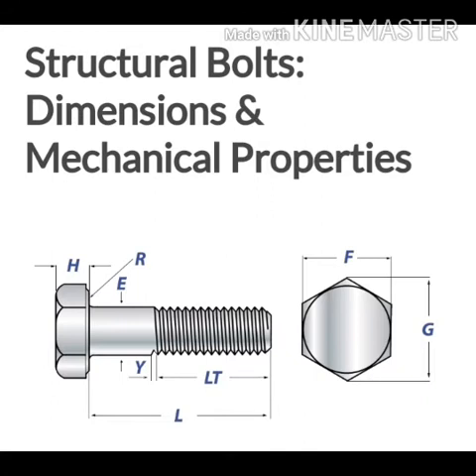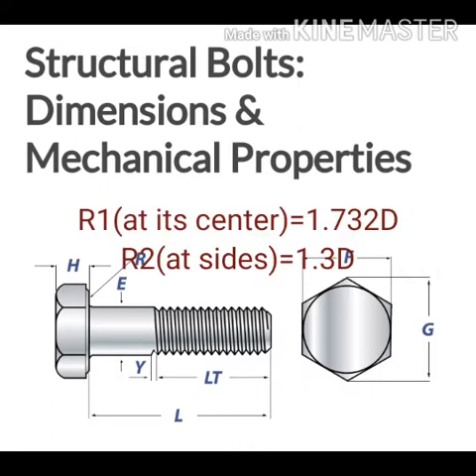The next term is R. That means a radius is provided at the hexagonal headed surface. We can see that there are 3 radii at its hexagonal head: one at the center and 2 at the sides. The center radius value is always 1.732d, whereas the side radius value is 1.32d. The next alphabet is marked as E.